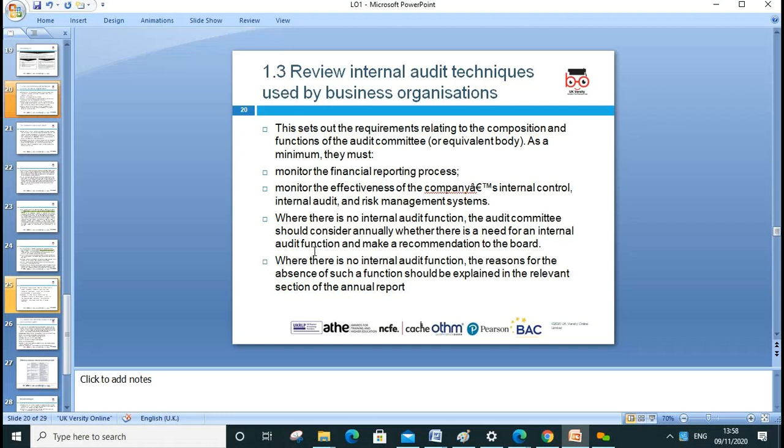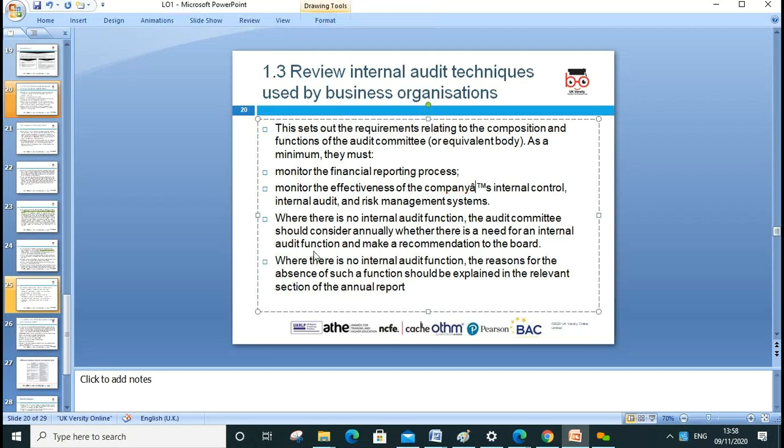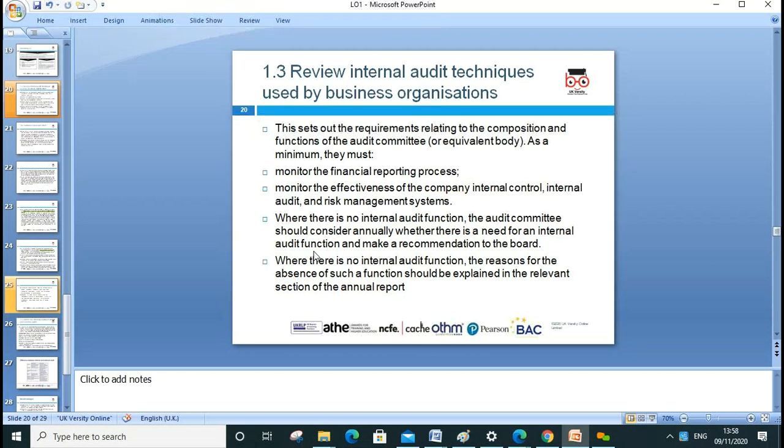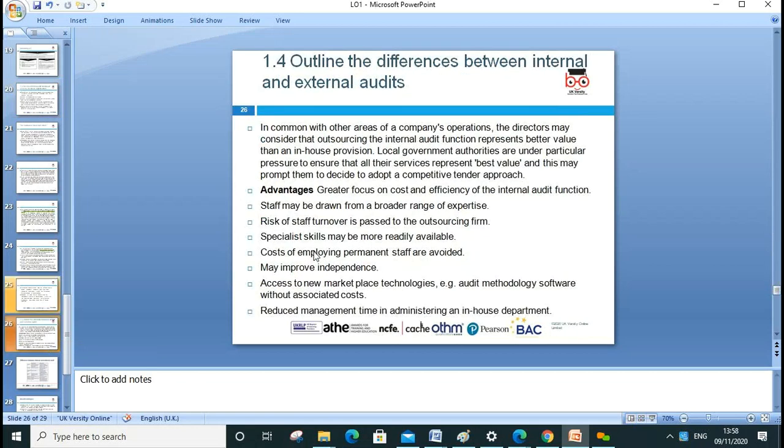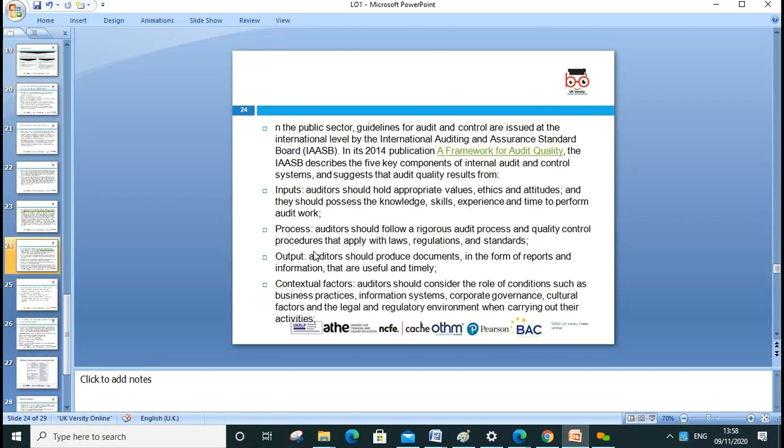What are the internal audit techniques? The set of requirements relating to the composition of the audit committee function. So you have to look at what function you monitor: the financial reporting process, monitoring the effectiveness of the company, both internal and external audit. So you look at the risk and we use different techniques, which we'll go through in the next slide. Okay, any question there?